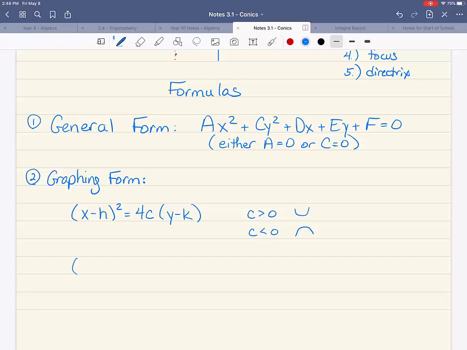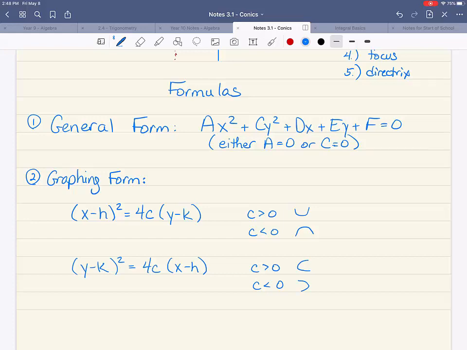All right, the second form has the 2 brackets switched, so it would be y minus k, the quantity squared, equals 4c bracket x minus h. So if y is squared, c is positive, the graph will open to the right. If c is negative, the graph will open to the left.